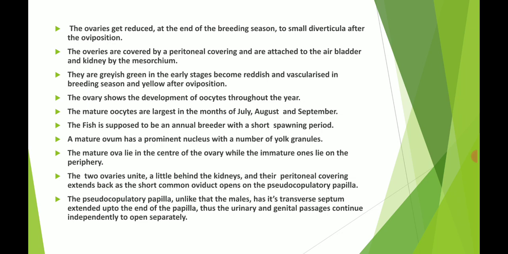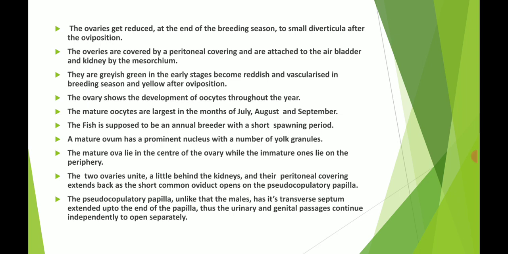The mature oocytes are largest in the months of July, August, and September. We know that this is the breeding season of the fishes, July, August, and September; the fishes are at a mature stage, and they show the oocytes in a mature form. The fish is supposed to be an annual breeder with a short spawning period.